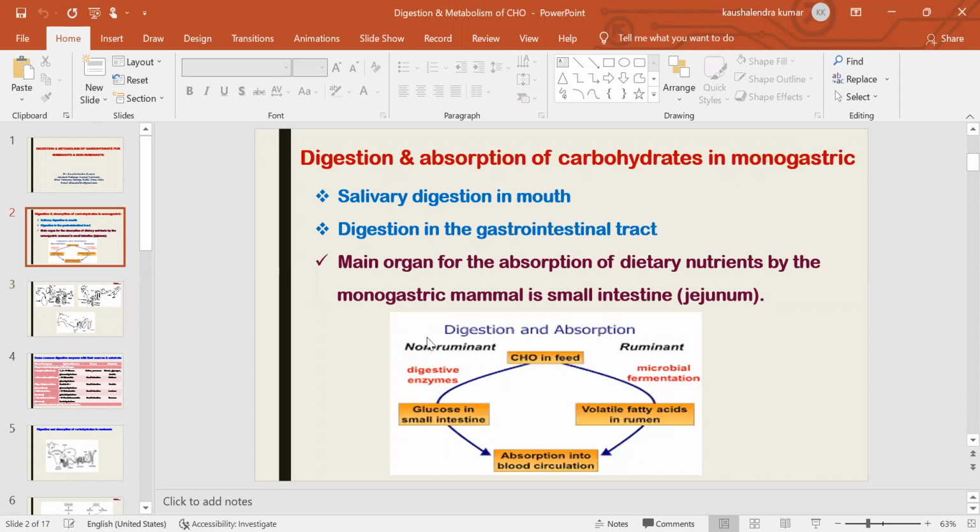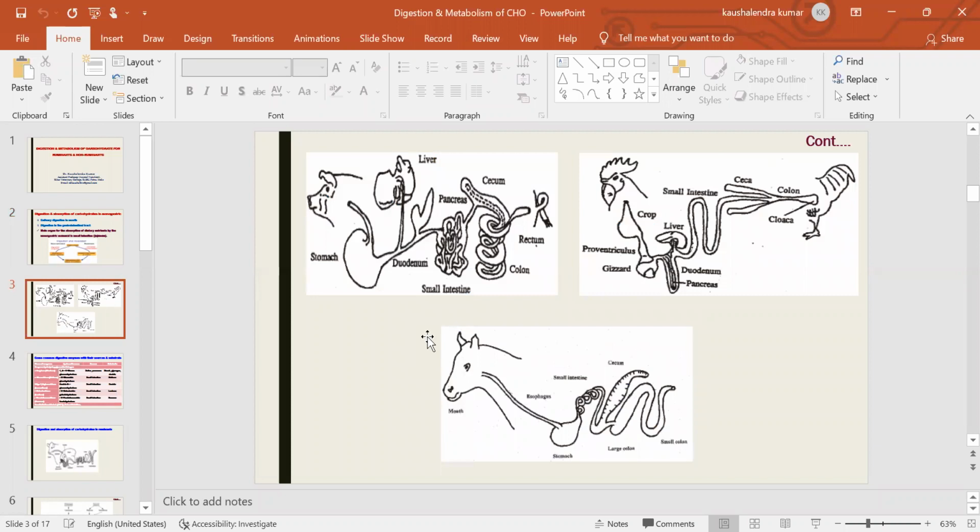So after salivary digestion, that digestion takes place in the mouth. Then after the mouth, the food particle comes to the gastrointestinal tract. So digestion in the gastrointestinal tract further takes place. So what happens in GI tract digestion?